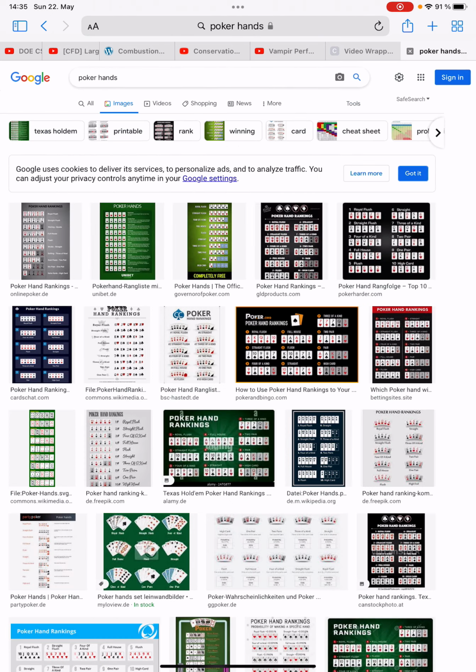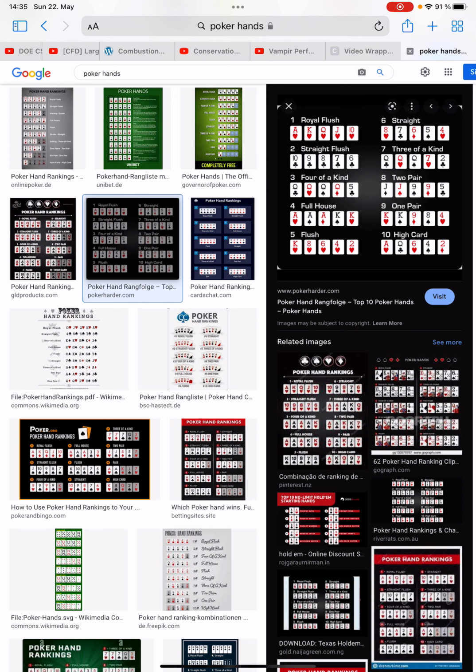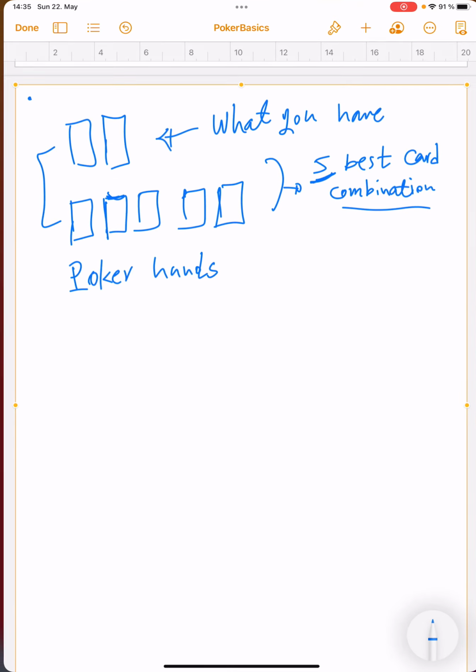So you can see, for example, this one. These are all the possible combinations with those 5 cards that I said: 2 at your hands, 5 in the background. If you can make one of these, for example, royal flush, straight flush, 4 of a kind, full house, flush, and etc. So we're going to write them here.